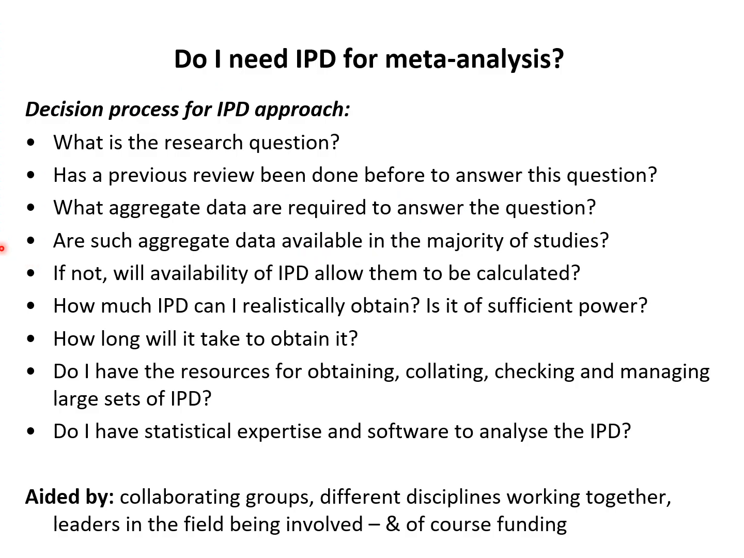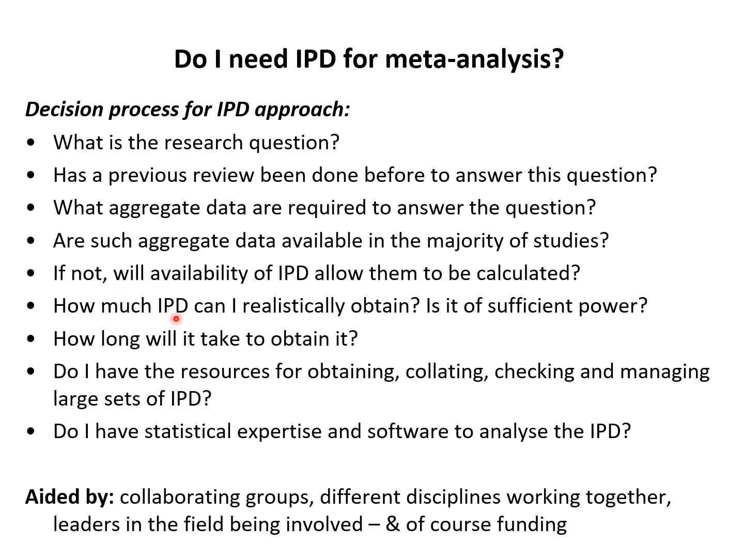The first question you need to ask yourself is, do I need IPD for meta-analysis? So you need to ask questions such as, what is your research question? Has a previous review been done before to answer this question? What aggregate data would be required to answer your question? Is such aggregate data available in the majority of studies? If it isn't, then if you did get the IPD, would it allow you to calculate that aggregate data directly? Or would the IPD still not be sufficient?